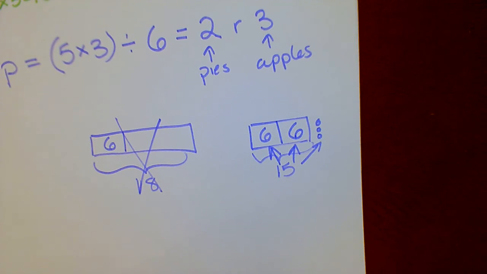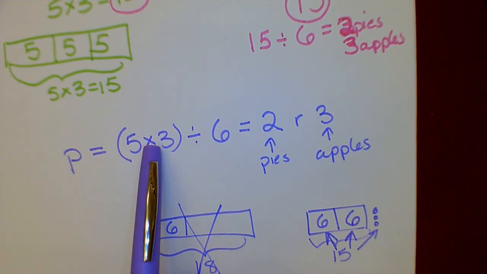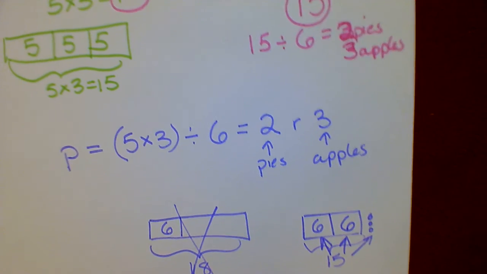All right, so again, that was 15 divided by 6. Here's our entire equation. We found the total, and then we split it into groups of 6. And that's what we've really been focusing on.